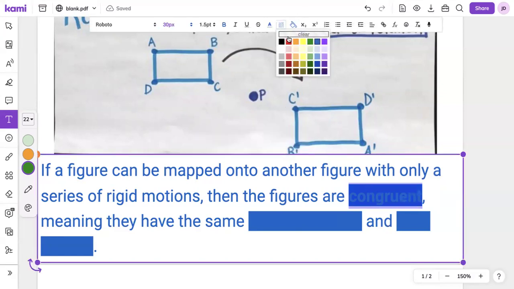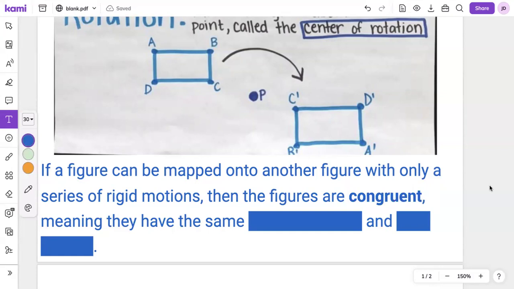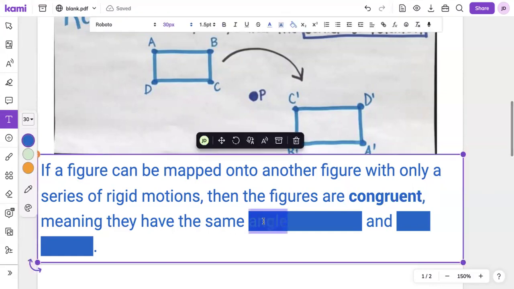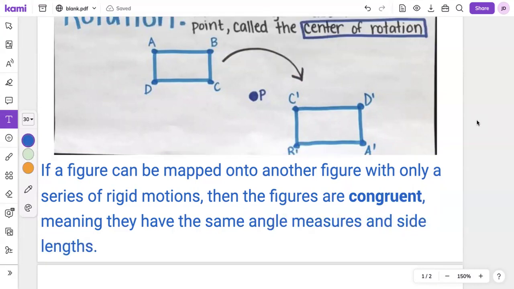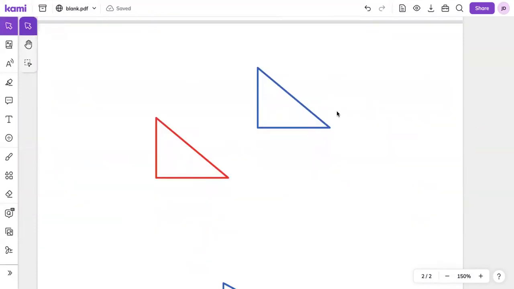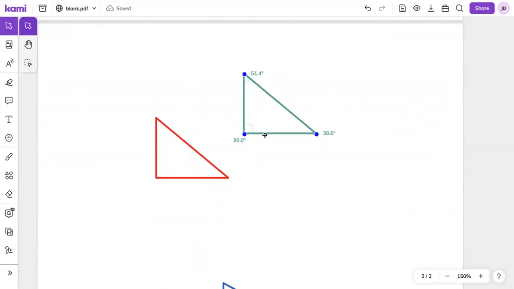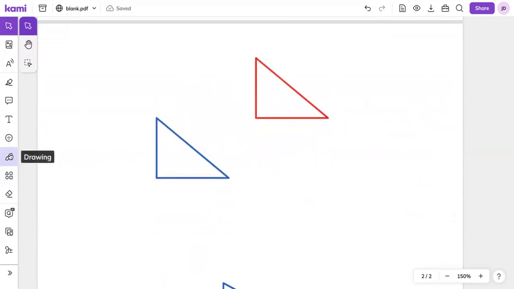In case you've never heard this word congruent before, congruent means they have the same angle measures and side lengths. It's simply saying that they are the same size. So if we can slide a figure so it overlaps with another figure, they're congruent, the size is the same. If we were to take this triangle here and move it over this triangle here, what you'll see is they perfectly overlap. They're the exact same size.